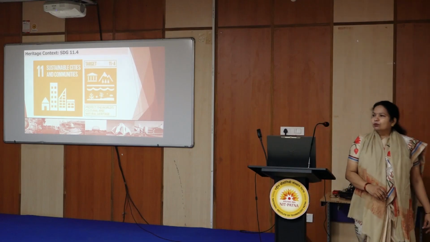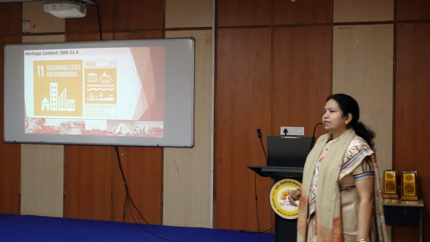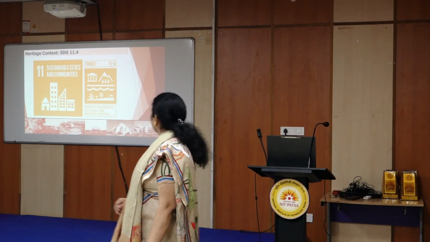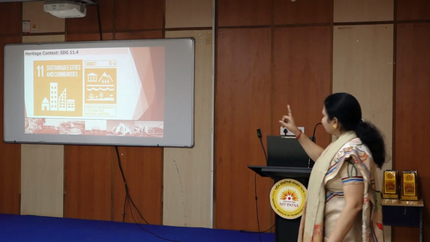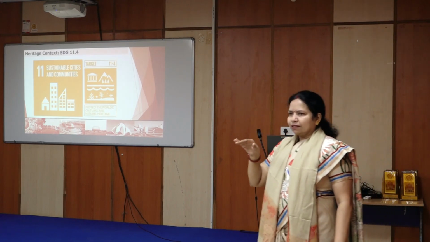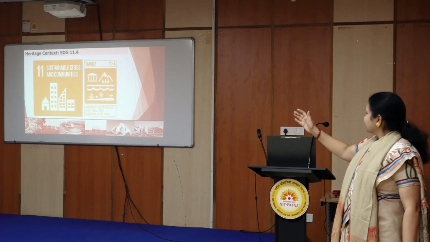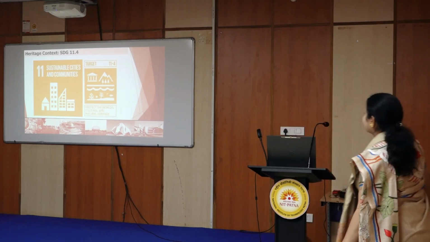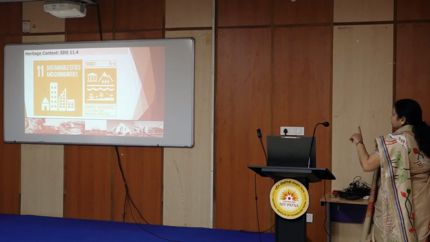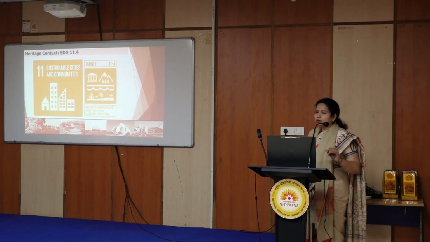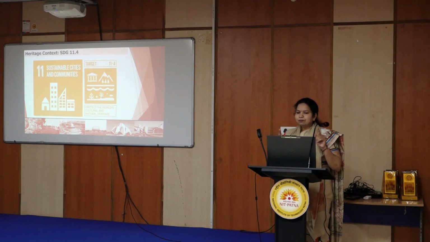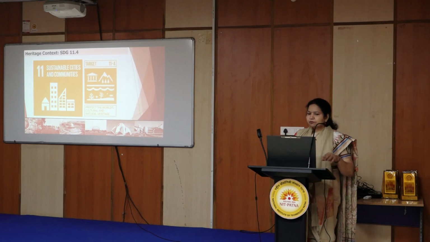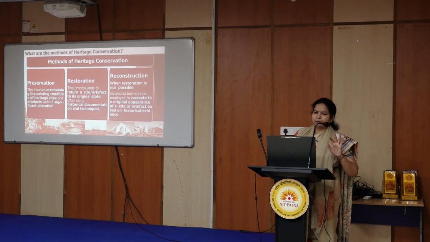Heritage is also included in the sustainable development goals. How many are there? 17. So goal number 11 has target number 4. Each goal has several targets. Goal number 11 is about cities basically, so sustainable cities and communities. And target 4 is about cultural heritage. The name of the target is protect the world's cultural and natural heritage. So exactly what UNESCO is doing.